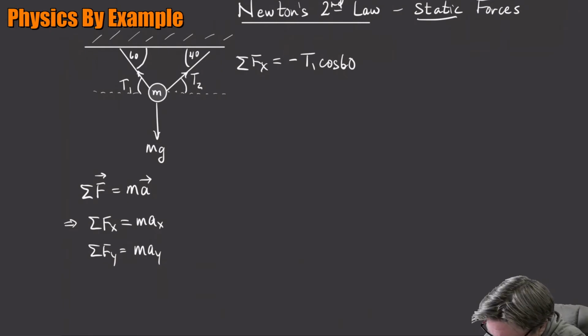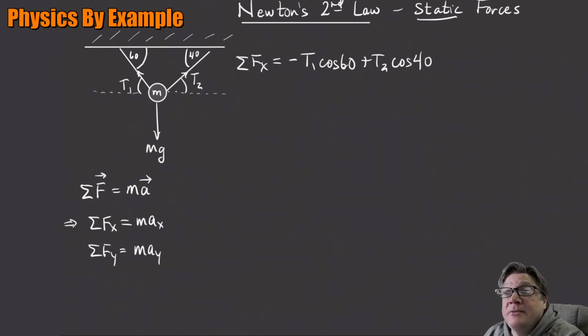And then I got T2 cosine 40, that's going to the right. And in the x direction, nothing's happening, a is 0. So this is just going to equal 0. Cool. And now all we have to do is do the same thing for the y.